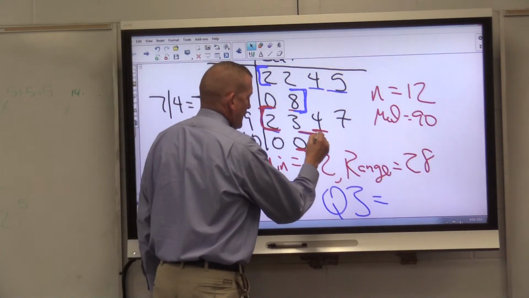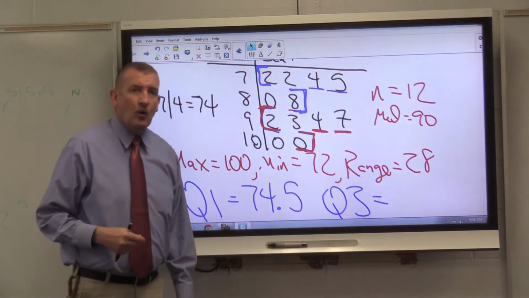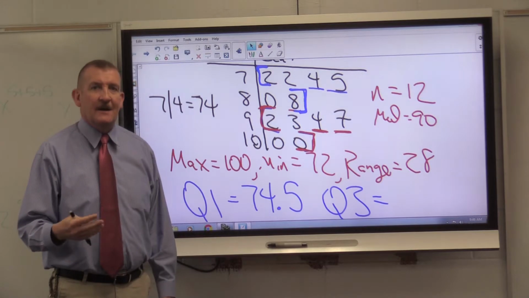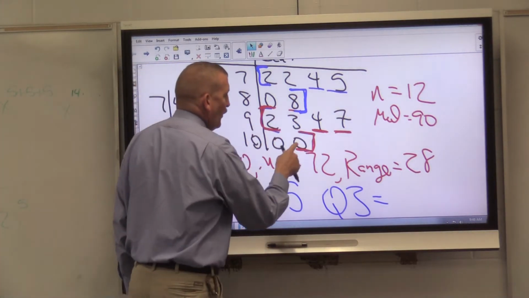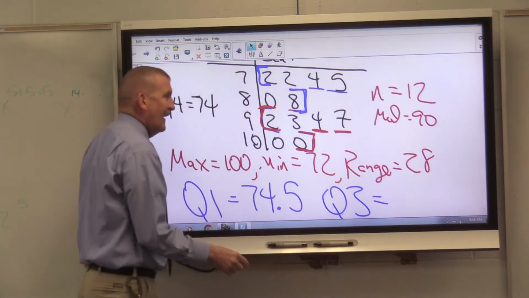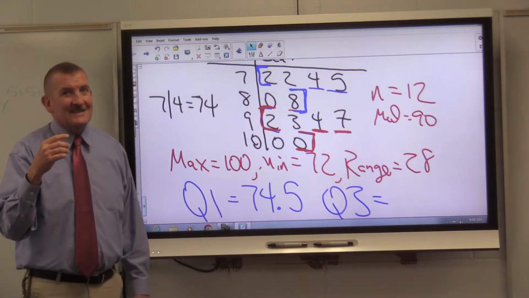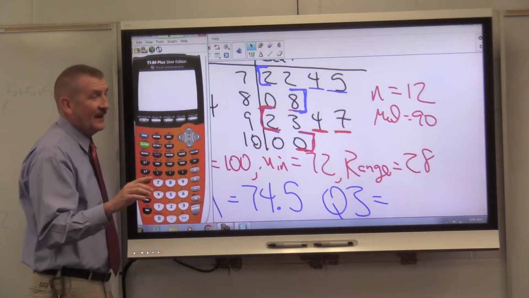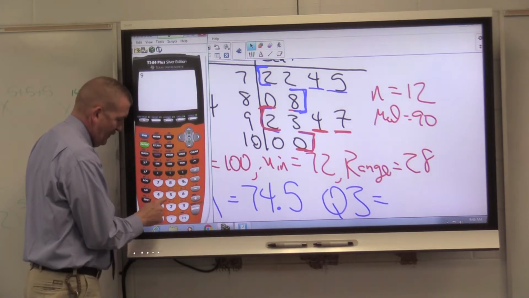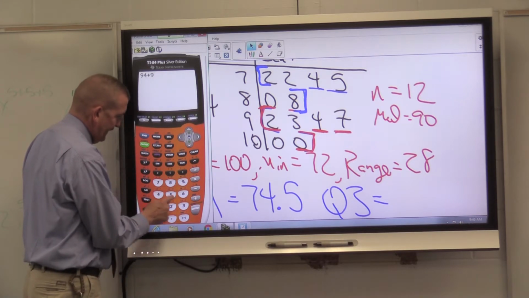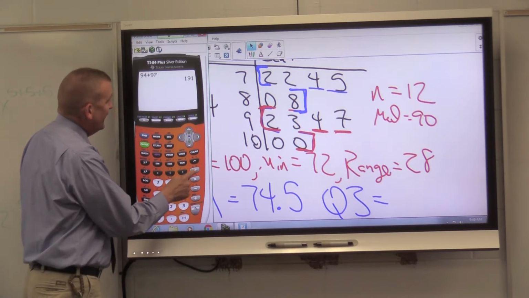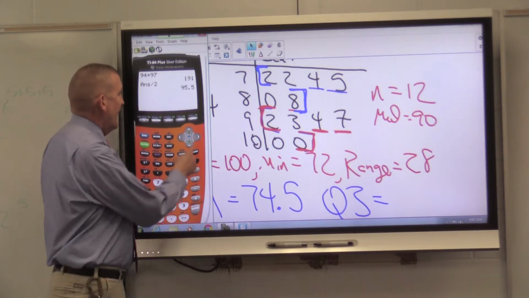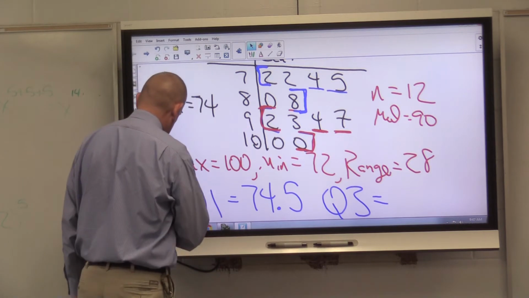So my upper quartile is going to be the average of the 2 middle numbers of my upper 50%, 94 and 97. Now that's a little more difficult than 74 and 75, so I'm going to be nice and say you're not bad to take 94 plus 97 on your calculators, and then divide that by 2 to get your upper quartile, which is 95.5 is your upper quartile. Okay?